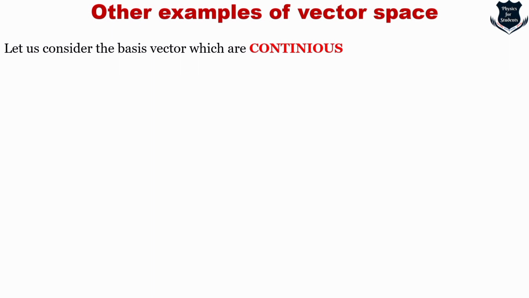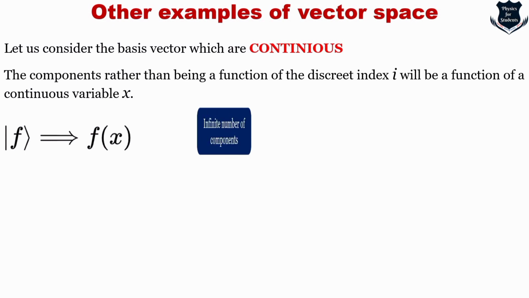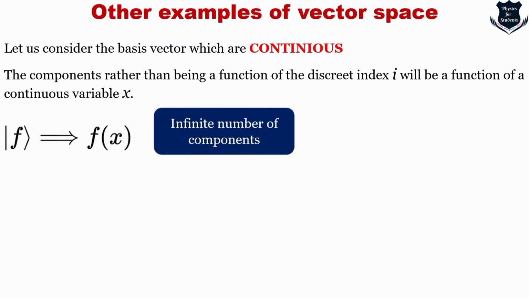So then the components, rather than being a function of the discrete index i, will be a function of a continuous variable x, and it will look something like this. So the set of real analytic functions on a given interval forms an infinite dimensional vector space. If you get an infinite number of components, one for each value of the continuous variable x, they are needed to specify a vector or a real function.